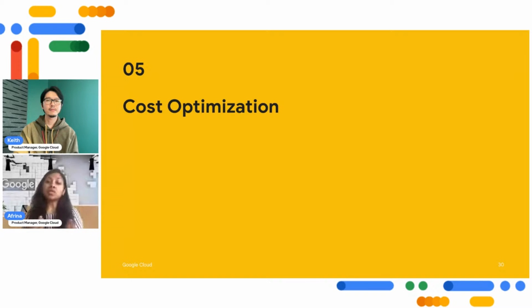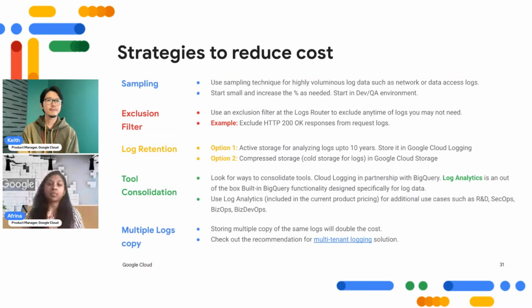So let's talk about some of the strategies that you might use to reduce cost. Number one, sampling. At the logs router, you could use a sampling technique for very high-volume logs. Let's say you have data access or network logs. They tend to be very chatty, right? You do not know how much your teams would be missing, so you could start small and say, I only want to store 90%. Then you come down to 85, 80, 75, based on how much you need. By setting up sampling, you're able to reduce the volume of logs that gets stored. Load balancer logs are also a good example if you want to use a sampling technique.